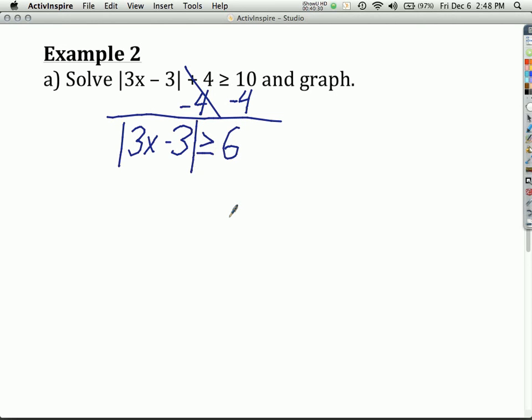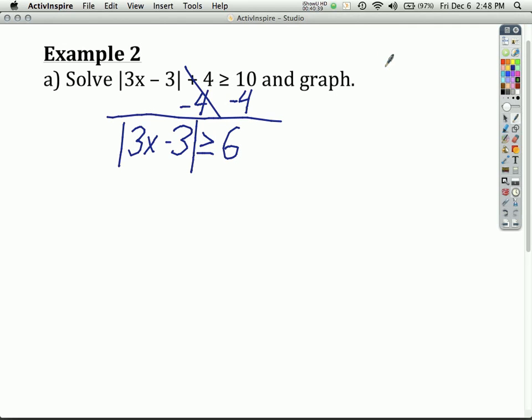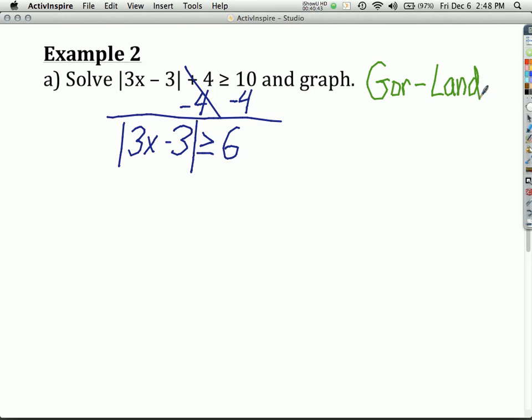Step 1 is done. Step 2 is the new material. Now we convert. But I need my little memory device to help me along. So is this going to be an OR or an AND? Which one is this going to be? Anissa? You agree, Tristan? Yeah, it's going to be an OR.